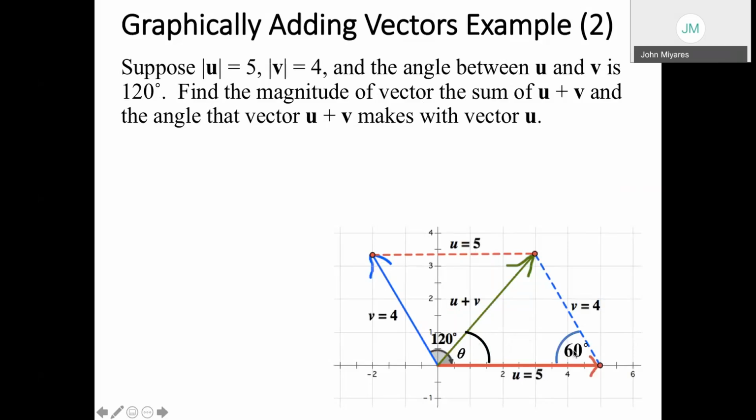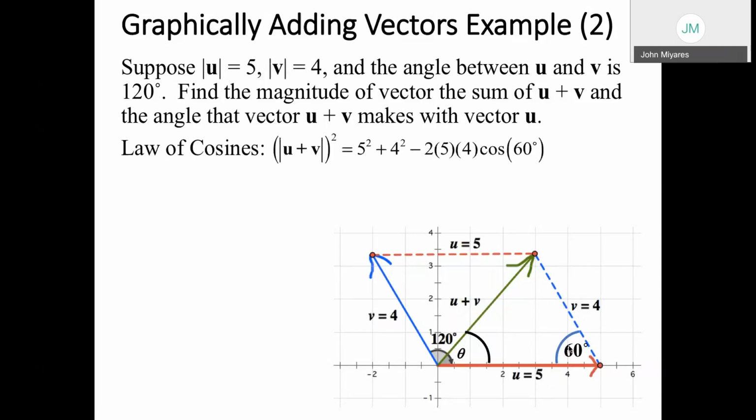Now, with this information, I have a triangle over here with side u equals 5, side v equals 4, and the angle created by these two line segments is going to be 60 degrees. With that, we could use the law of cosines to find the length of the green vector u plus v. Let's use the formula c squared equals a squared plus b squared minus 2ab cosine angle C, treating side a as length 5, side b as length 4, and angle C as being measured 60 degrees.